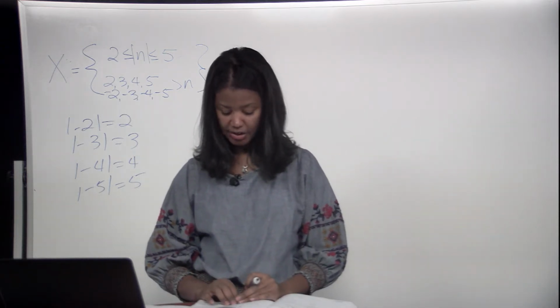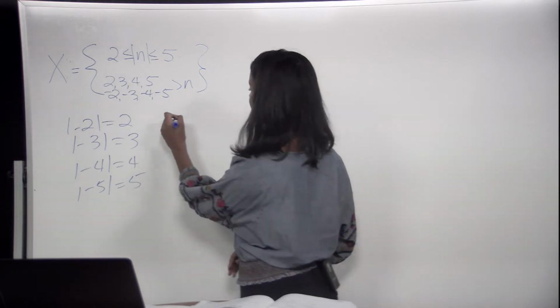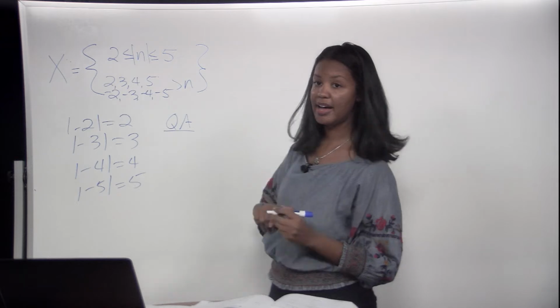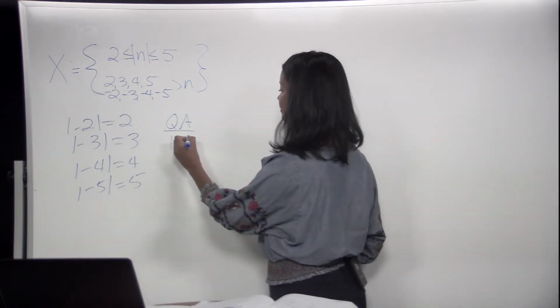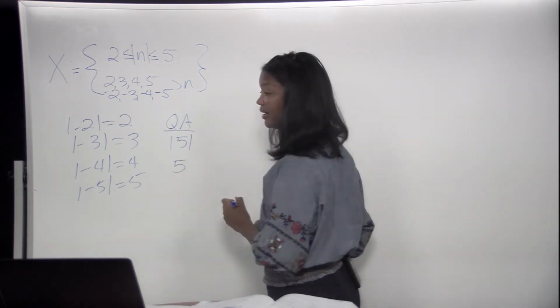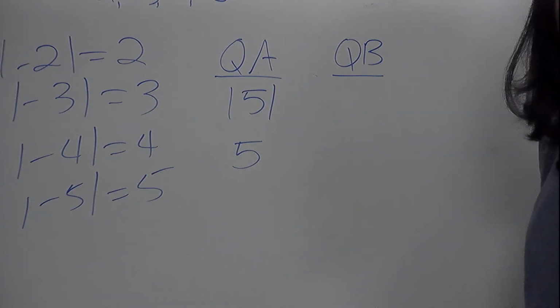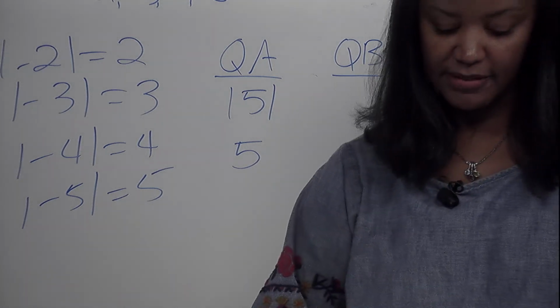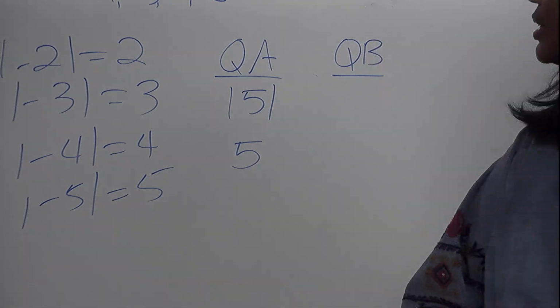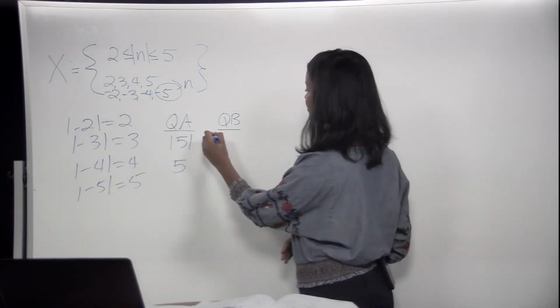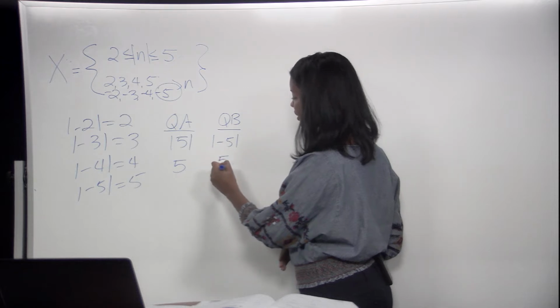Then we look at the two quantities they give us. Quantity A says the absolute value of the greatest integer in x. So quantity A, the greatest integer in x is 5, and the absolute value of 5 is 5. So QA would be 5. Quantity B says the absolute value of the least integer in x. The least integer in x is -5. If we take the absolute value of -5, we also get 5.